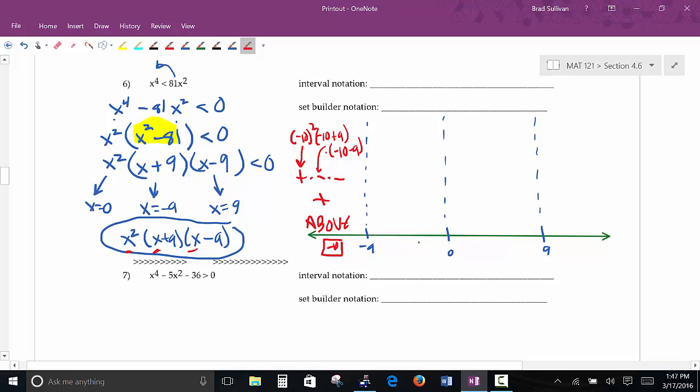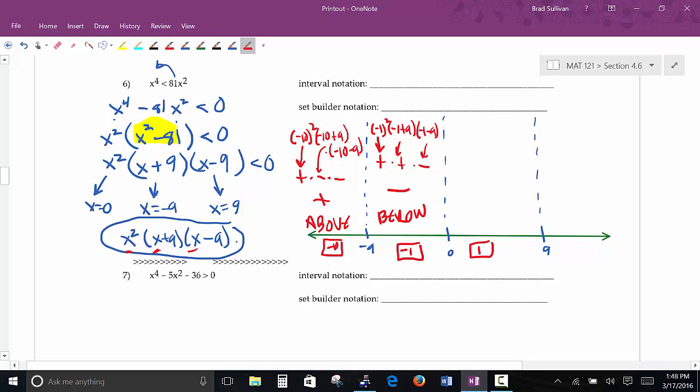Now let's push on to the next interval, which is, let's use negative 1 as our test point. So we're going to go negative 1 to the second times negative 1 plus 9 times negative 1 minus 9. That's positive, this is positive, that's negative. You guys see what I'm doing? Don't waste your time crunching it out. I see students do it all the time. Doesn't matter. What is your answer? Negative. What does that tell you? You are below the x-axis. That's the idea.